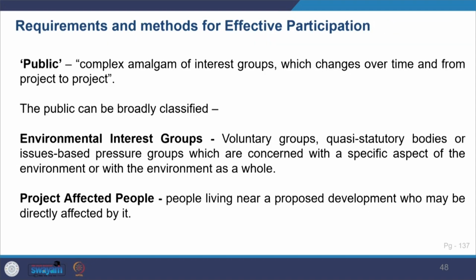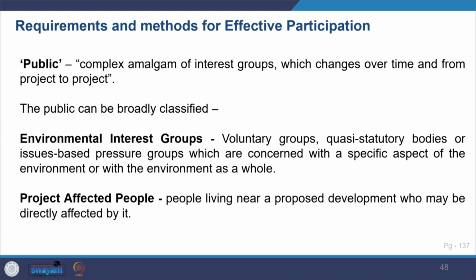I'm just trying to understand public. What do we really mean by public here? It can be a very large group, but in the context of EIA, what do we mean? It is different interest groups, which change over time and from project to project. And for the purpose of EIA, you classify them into 2 main groups. One is environmental interest groups, and the other is project affected people, PAP.